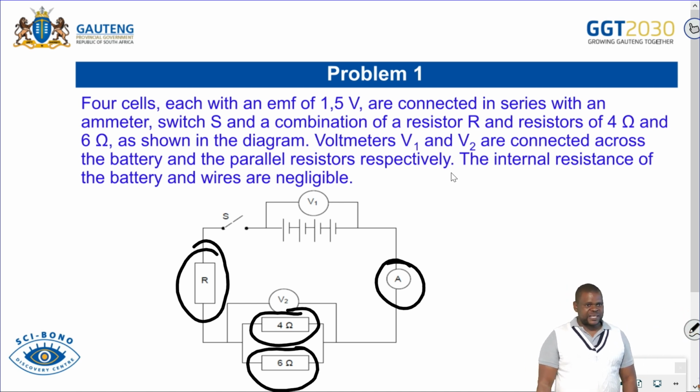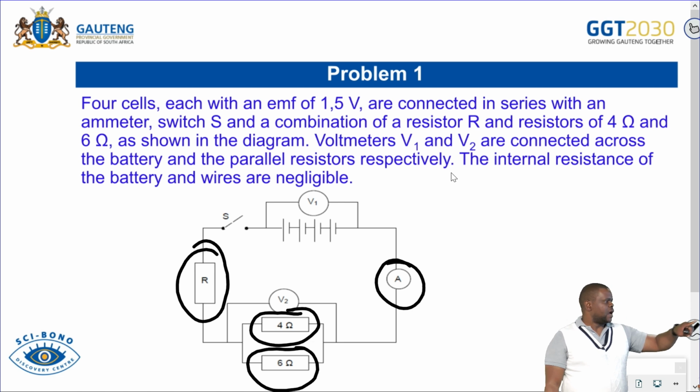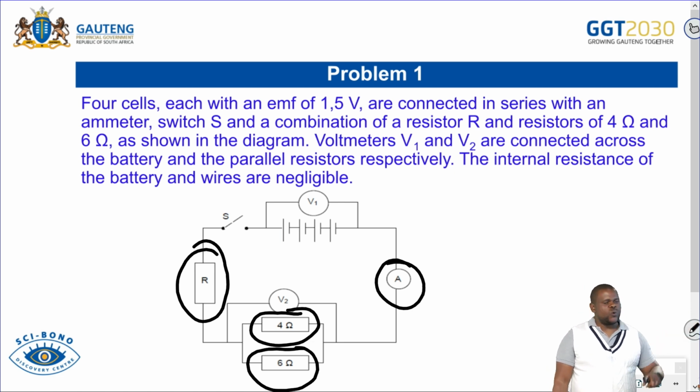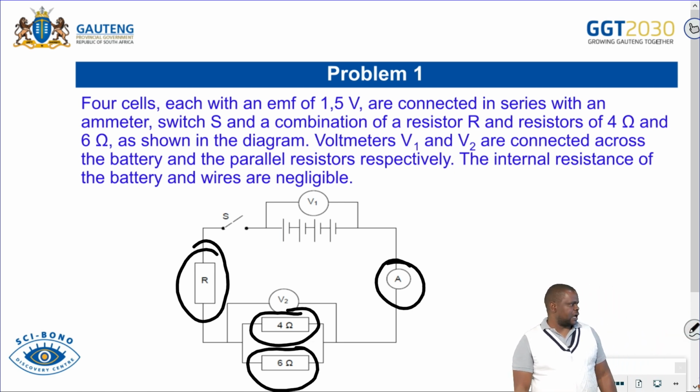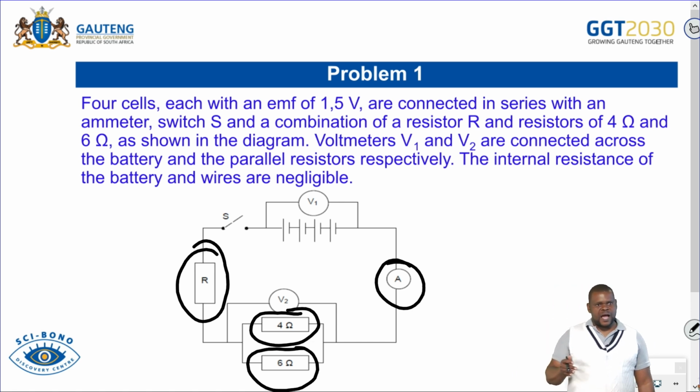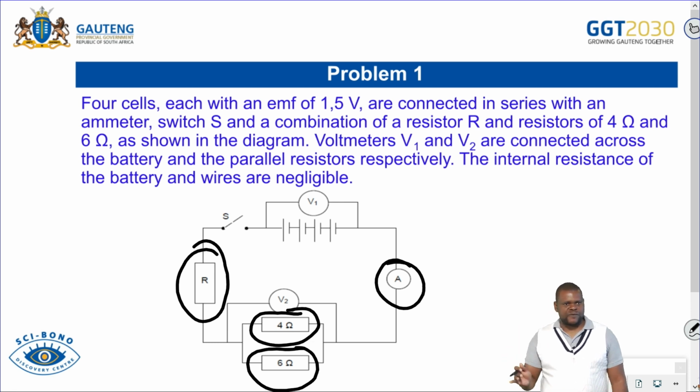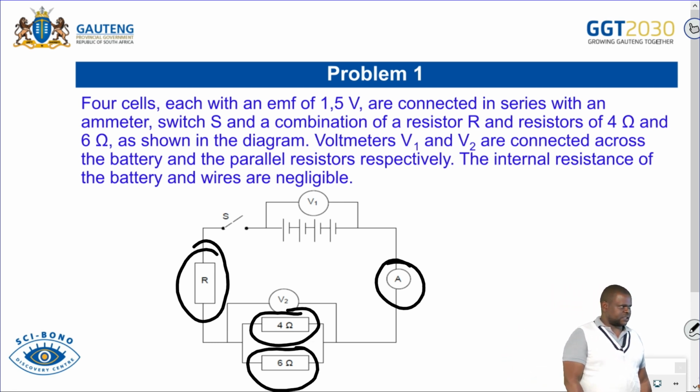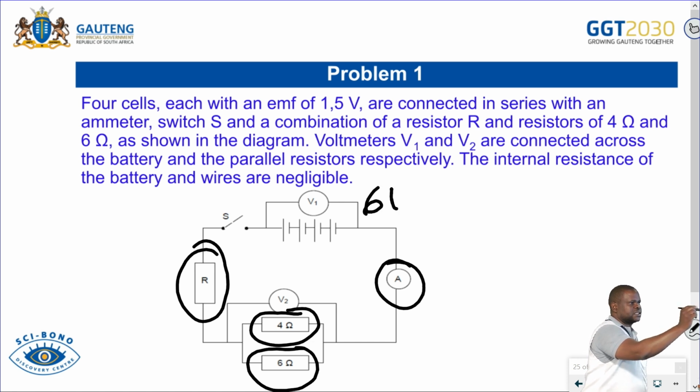Now we're not going to talk about the cell, we're talking about the battery. How much will be the total EMF of the battery? Then we say 1.5 plus 1.5 plus 1.5 plus 1.5, it gives us how much? 6 volts.